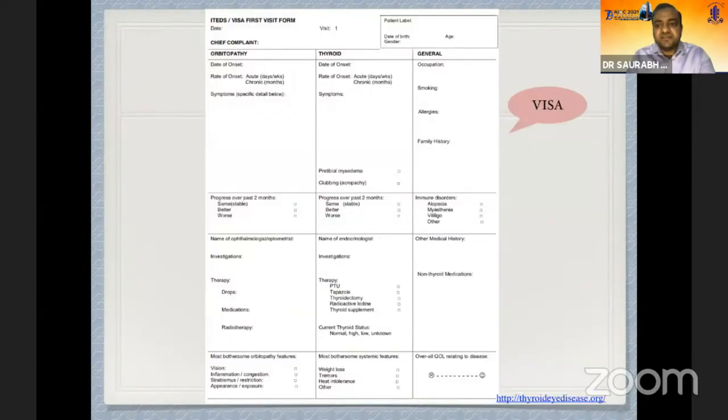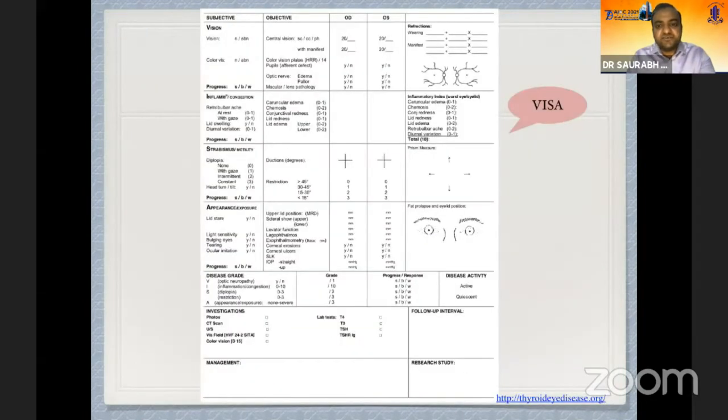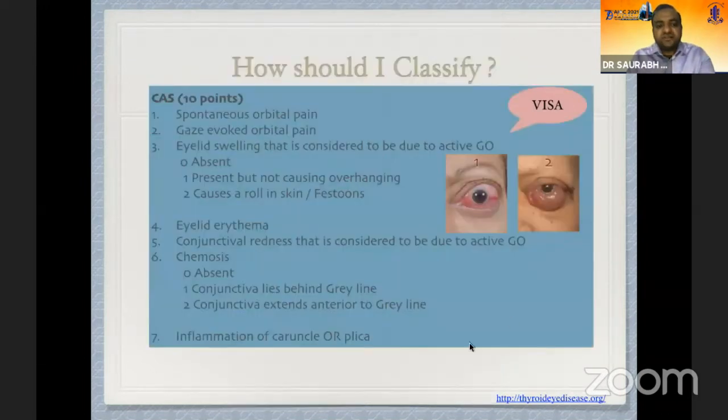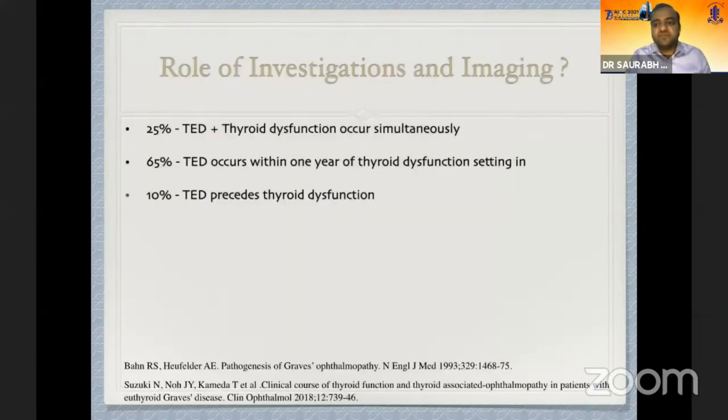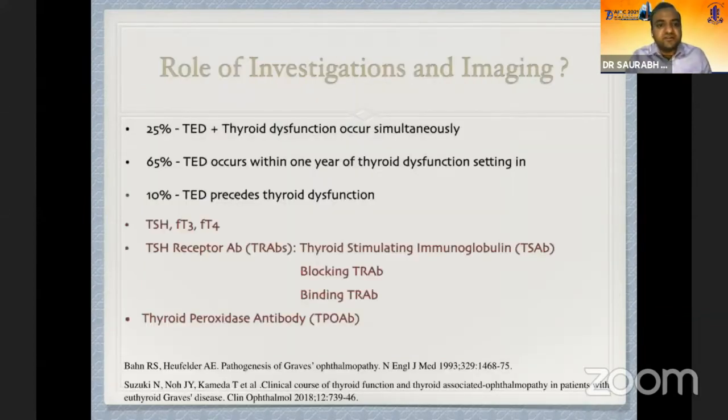Another aspect is the VISA classification, which has 20 points. It has 10 inflammatory scores, and these are expanded: we have 2 points for eyelid swelling and 2 points for chemosis. So for VISA, an inflammatory score greater than or equal to 5 is important. There is a role of investigation.